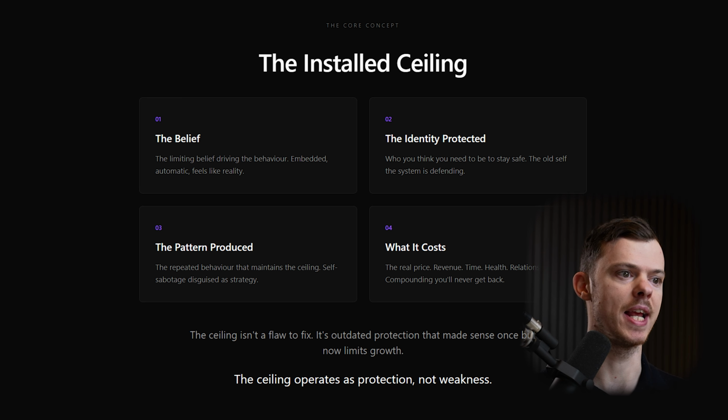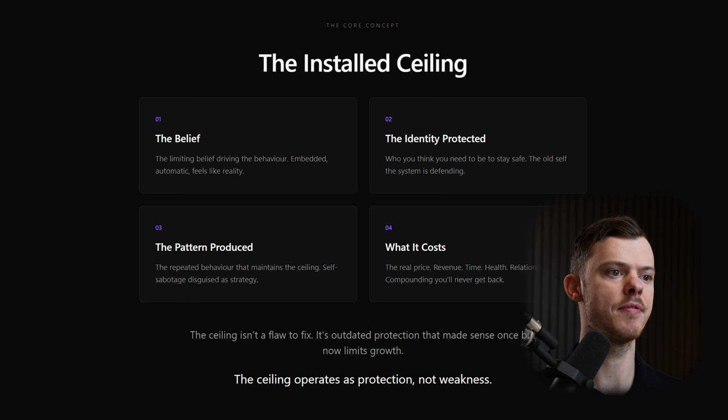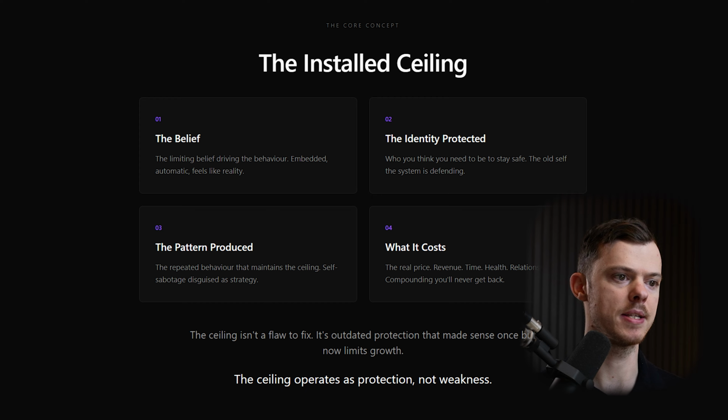Every installed ceiling has 4 parts. 1, we have the belief. 2, we have the identity protected. 3, the pattern produced. 4, what it costs. Now, your belief is the limiting beliefs driving your behavior, or just the empowering beliefs driving your behavior. Then we have the identity protected. This is who you think you need to be to stay safe versus growth. And then we have the pattern produced. The pattern produced is the repeated behavior which really maintains your ceiling.